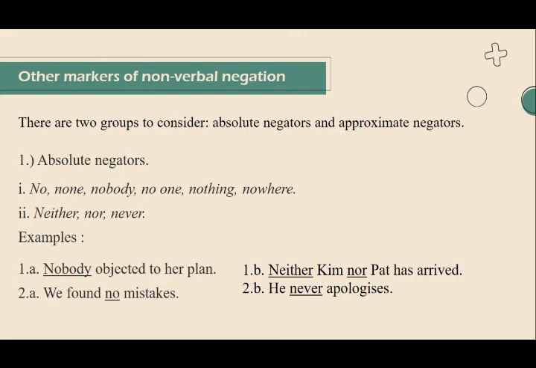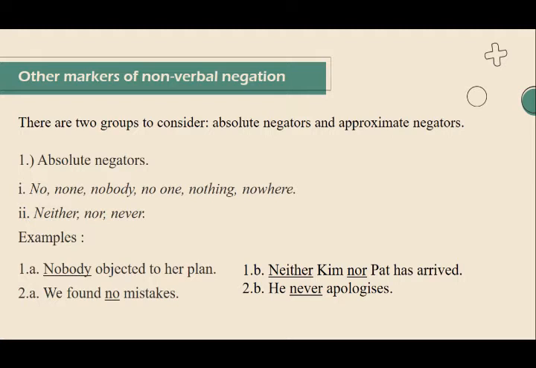Okay, next is about other markers of non-verbal negation. There are two groups to consider: absolute negators and approximate negators. The first is absolute negators. These are no, none, nobody, no one, nothing, nowhere, neither, nor, and never.